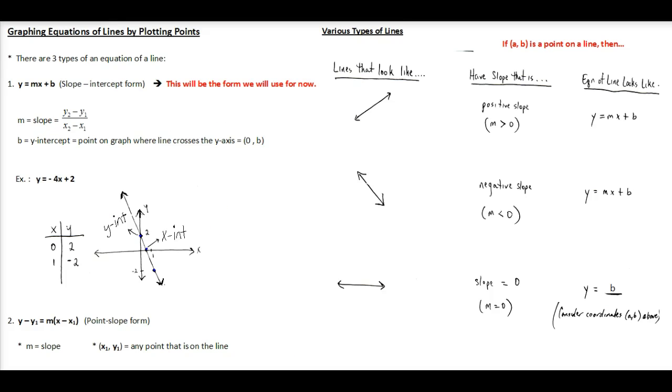So now let's switch gears here and talk about the various types of lines that we have. If we're considering some random point (a, b), where a is representing the x-coordinate and b is representing the y-coordinate of a point on the line, then we know that if our line looks as if it is increasing, which means coming down to up like that, then we know we're dealing with a line that has a positive slope. And of course, the equation of a line will look like y = mx + b.